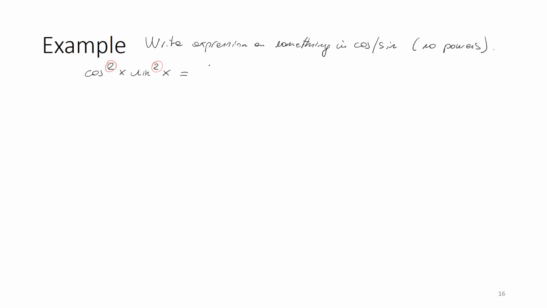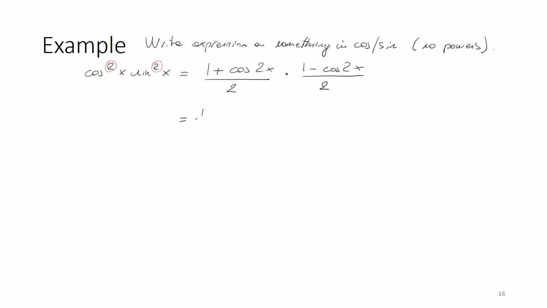So what can I do? Well, I can first use my half angle formula to write this as (1 plus cosine 2x) divided by 2 times (1 minus cosine 2x) divided by 2.